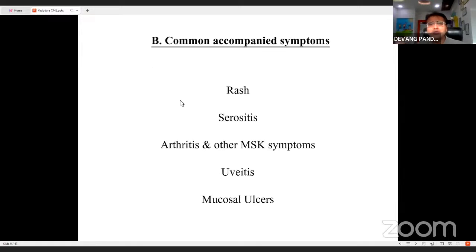Now, what are the usual accompanying symptoms with the fever in autoinflammatory disease? Any kind of skin rash or skin lesion; serositis, where there will be pleural effusion, pericardial effusion, peritonitis; arthritis or any musculoskeletal symptoms like arthralgia, myalgia, bone pain; uveitis, which is a red eye, like intraocular inflammation; and mucosal ulcers, in the buccal mucosa as well as the GI tract. So these are the usual associated symptoms.